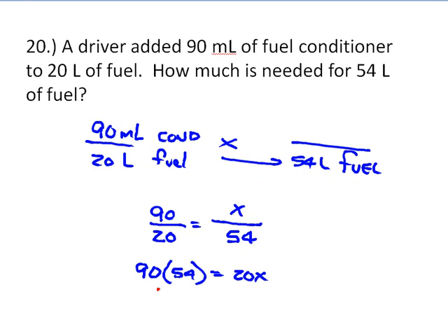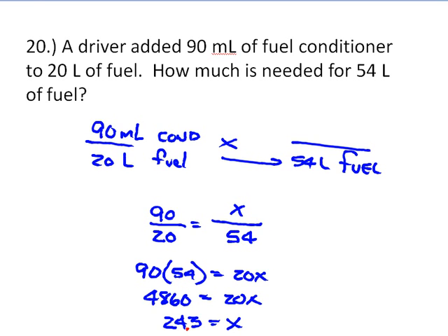I had to get my calculator for a minute there. Those were too high numbers for me to solve. So, let's get going again. 90 times 54, I figured that out to be 4860 equals 20x. We divide this by 20 and we should come out with 243 equals x.